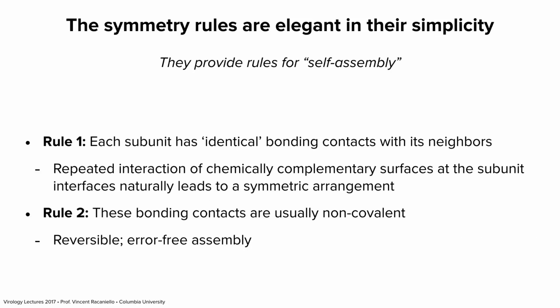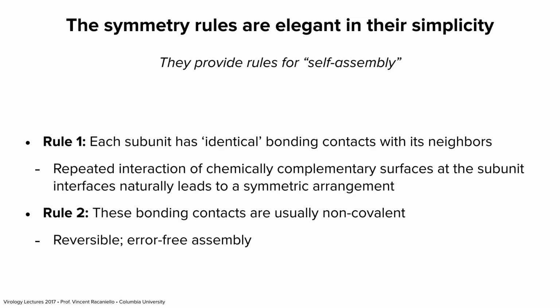Most of the virus particles that we're going to talk about are built with symmetry rules, either helical or icosahedral. And these rules provide a way for viruses to self-assemble, essentially. And there are two rules that I want you to be familiar with. First, every subunit in the virus particle has identical binding contacts with its neighbors. Now, I have identical in quotes here because early on in this field, people thought the interactions were identical. And as you'll see later, they're not exactly identical.